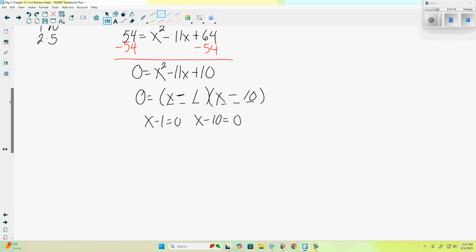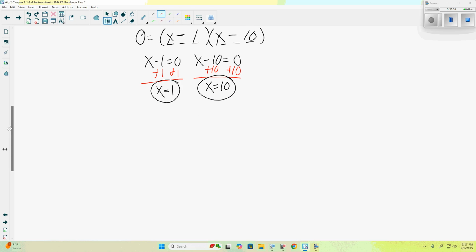So we have x minus 1 times x minus 10. Now either x minus 1 is 0, and if that's the case, the value of x is 1, or x minus 10 is 0, and it will tell us that x is equal to 10. So our two solutions for this are 1 or 10. Now with this one, we do need to check and make sure that both of these work, or at least one of these works.